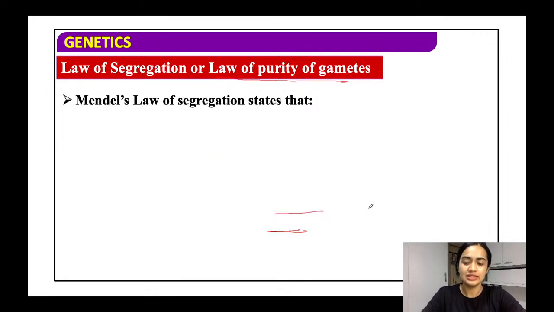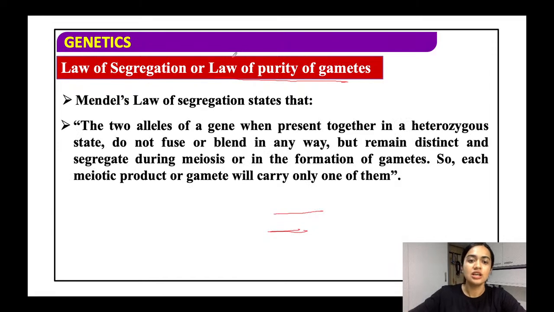Mendel states, according to his law of segregation, that the two alleles of a gene, when present together in a heterozygous state, like tall and dwarf, or round and wrinkled, do not fuse or blend in any way. See, we saw this when I take the monohybrid cross.